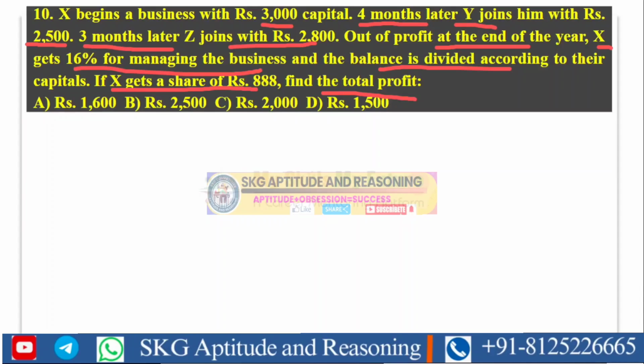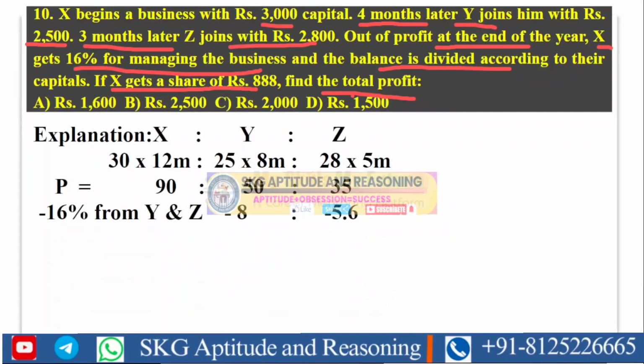The question is very simple. Try to analyze the question here. There are three persons. As X is managing the business, he was in the business for the complete year, so he invested 3000 for 12 months. Y came 4 months later, so he was in the business for only 8 months, and invested 2500. Z came 7 months later, so he was in the business only for 5 months, and invested 2800. If we simplify this, we'll get the profit ratio, 90 is to 50 is to 35.